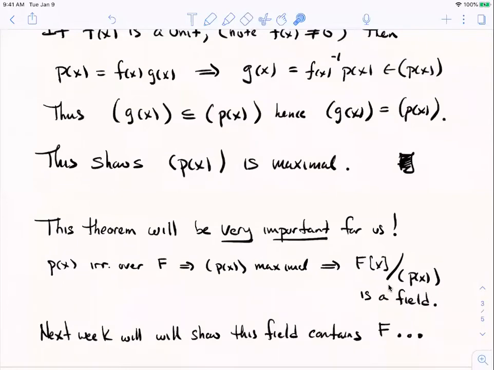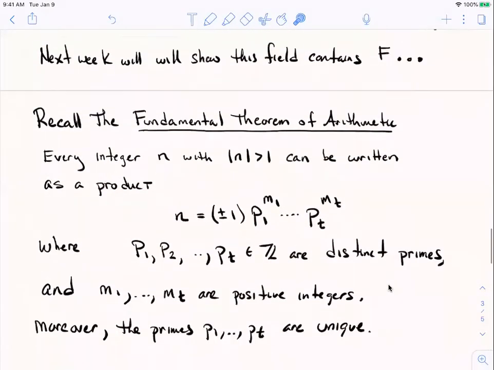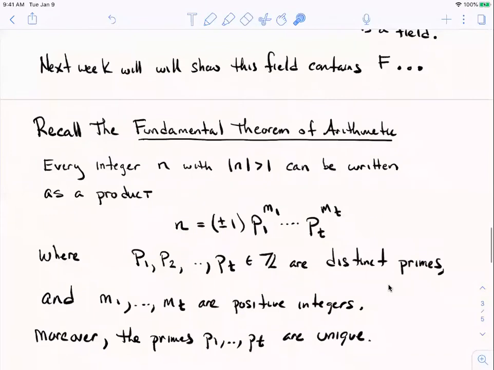Now, without any more proofs, I just want to point out some more analogies to you guys. Let me start by reminding you what the fundamental theorem of arithmetic says.